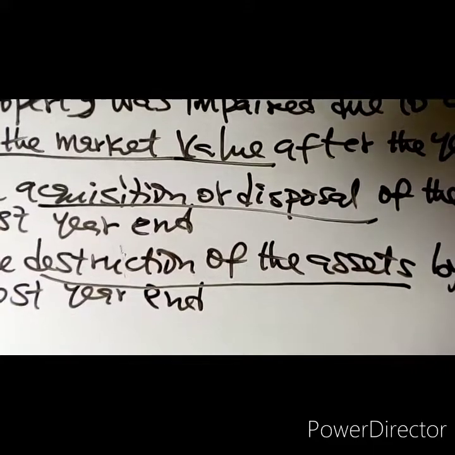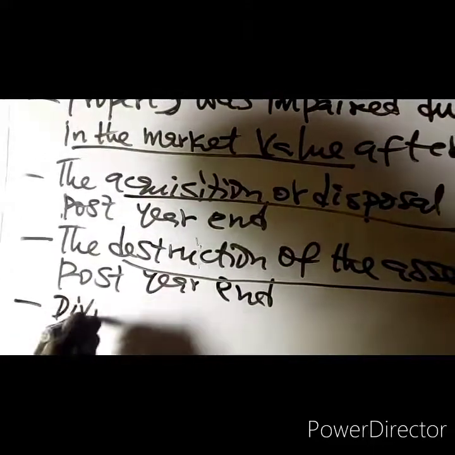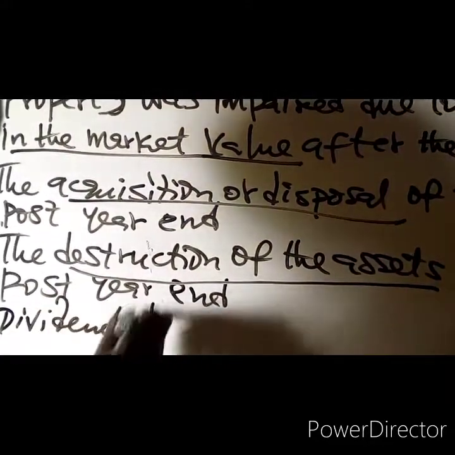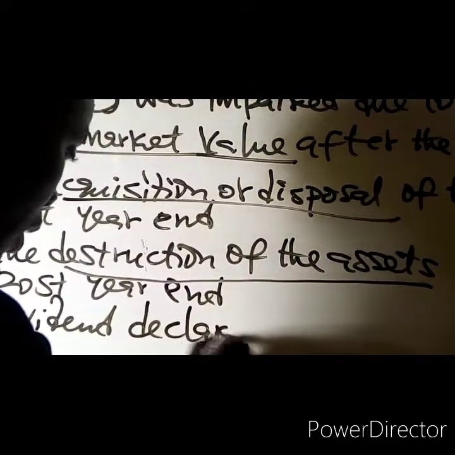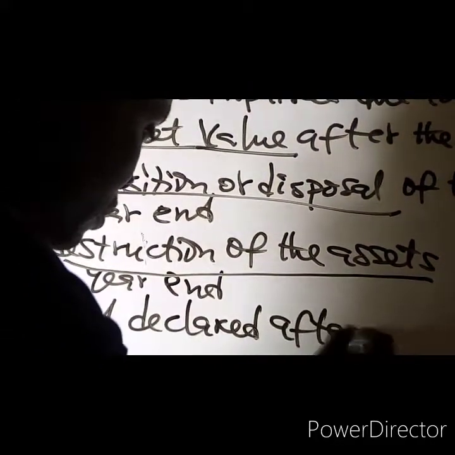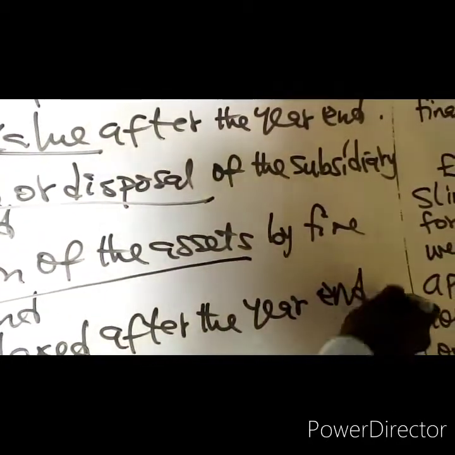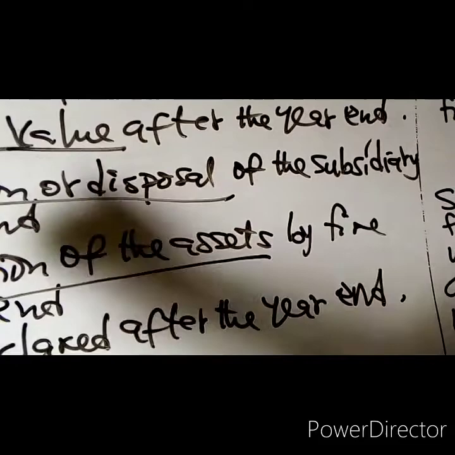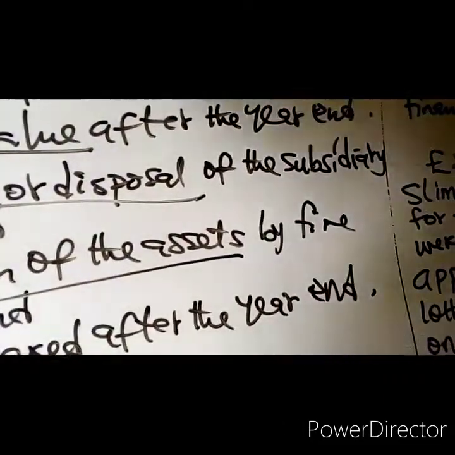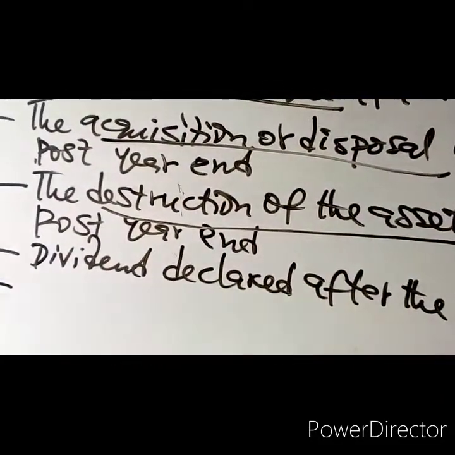Dividend declared after the year end. This just arose, it does not affect the condition in existence in the financial period. So it is not an adjusting event.